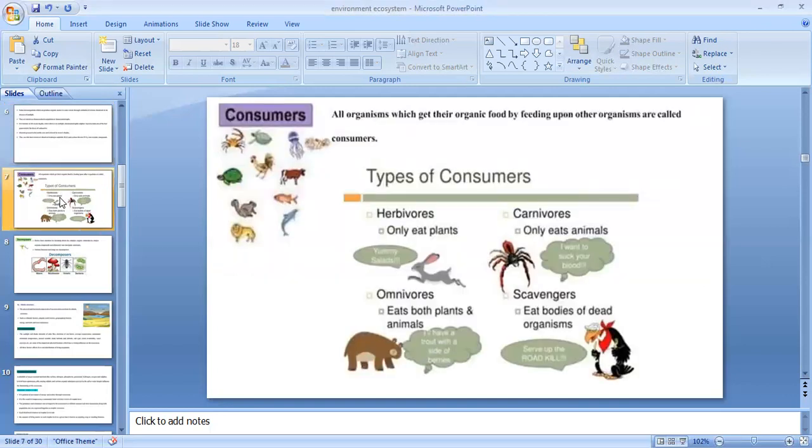Consumers. All organisms which get their organic food by feeding upon other organisms are called consumers. Types of consumers. There are two main types of consumers, herbivorous and carnivorous. Herbivorous only eat plants and carnivorous eat animals. Omnivorous eat both plants and animals, and scavengers eat bodies of dead organisms.